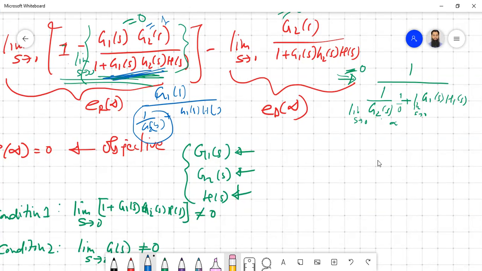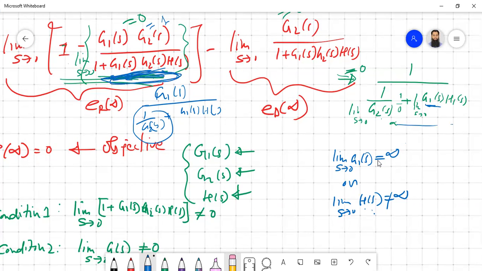So two options are left. Either the limit as s tends to zero of G1(s) has to be infinity, so one by infinity is zero, or the limit as s tends to zero of H(s) has to be infinity, so one by infinity is zero. But the limit of H(s) cannot be infinity, because then this term becomes zero and this other term will also be zero. Then it is one minus zero, so your steady state error will always be there. So the only choice we have is to make this term zero.